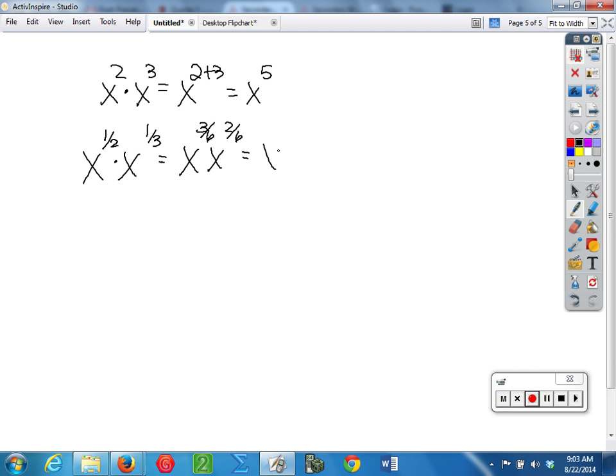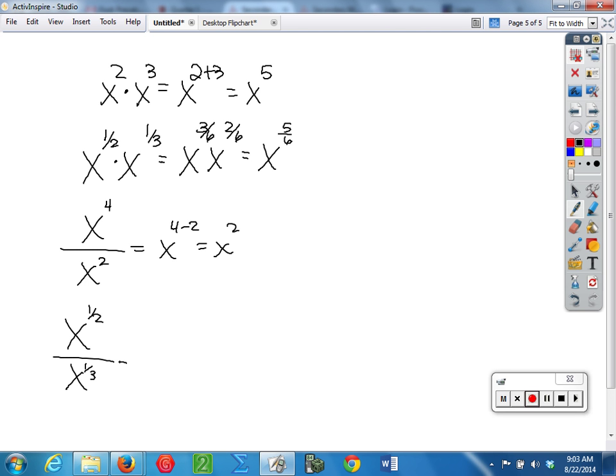And then what's the rule when you have that? What do you do with the exponents? Okay, so if you have fractions and I have this, then I'm going to subtract them. I'm going to have 3 over 6 minus 2 over 6. So you just have to do the same rules.